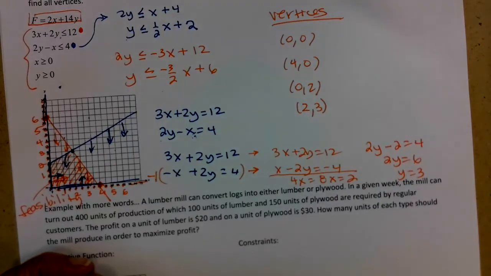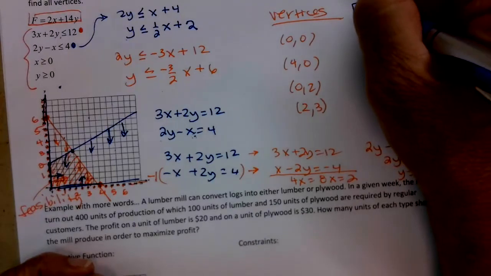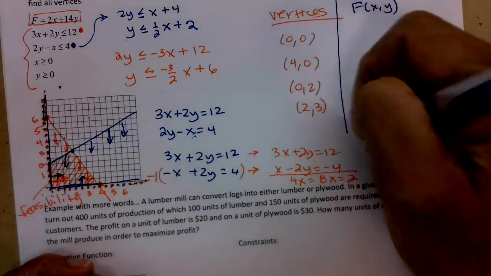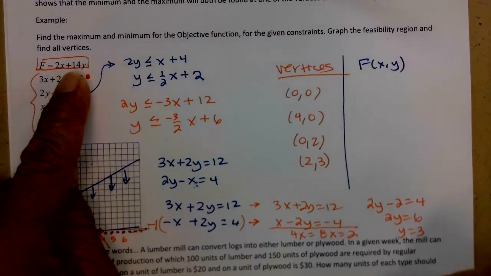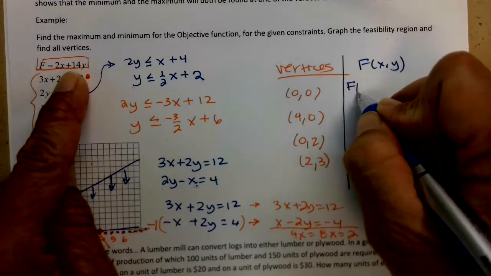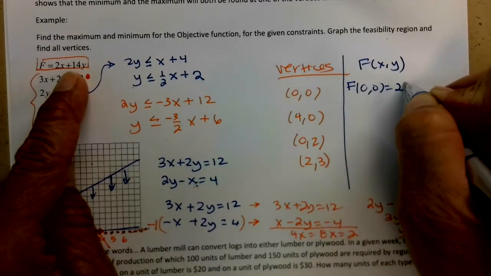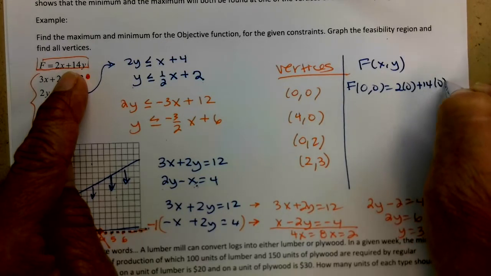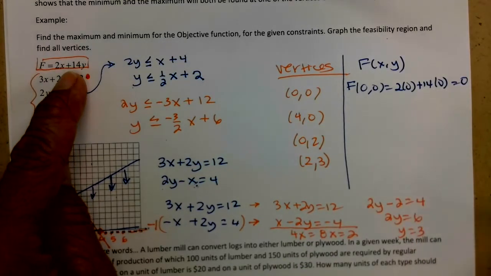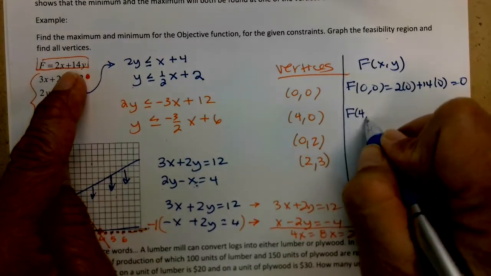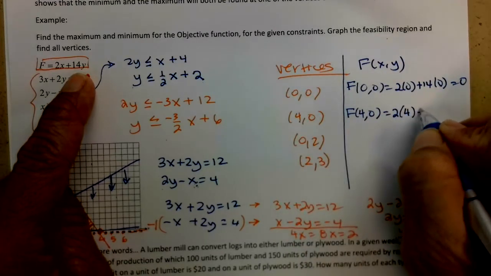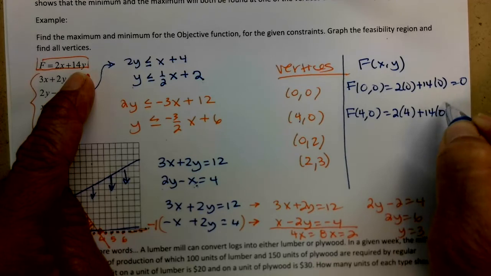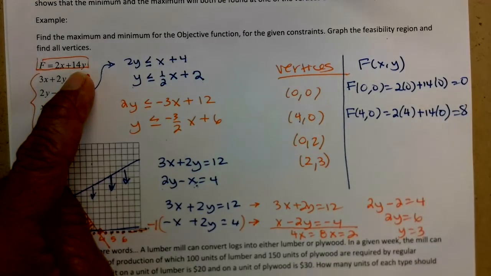So now we have to go through and plug each of those into your objective function to see which one makes it biggest and smallest. Your objective function is 2 times x plus 14 times y. Can you see that there? So f of 0, 0 is 2 times 0 plus 14 times 0. Well, that's 0. We do f of 4, 0. So 2 times x, x is now a 4, plus 14 times y, y is a 0. So that is 8.